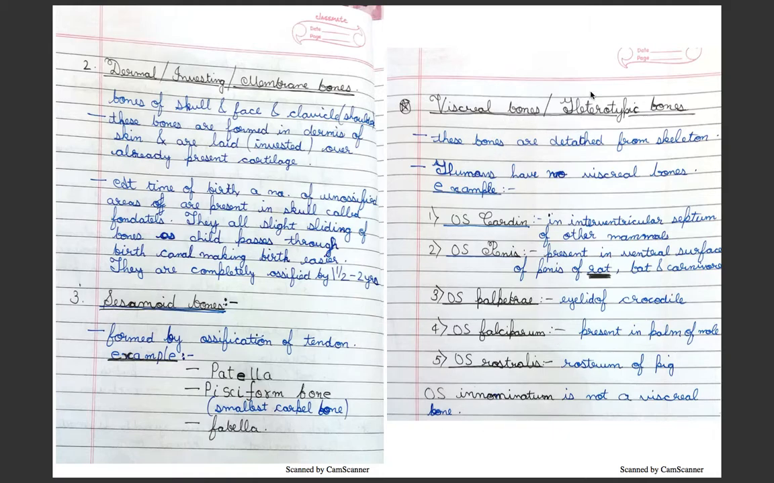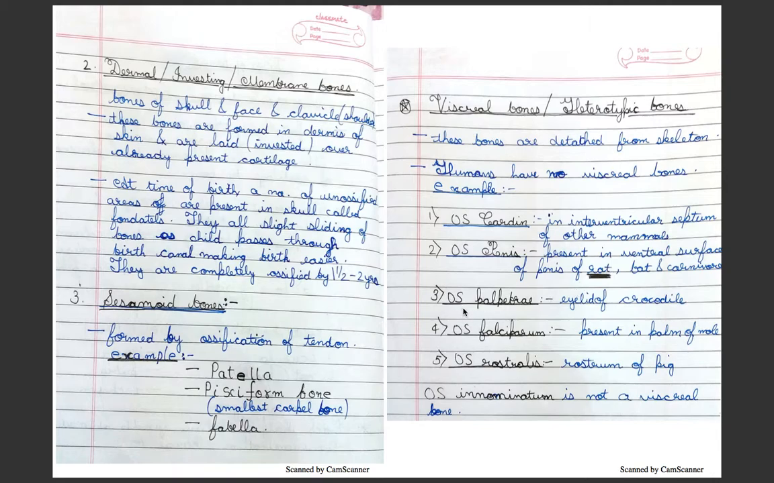Visceral bones are a different type of bones. This is also known as heterotopic bone. These are the bones that are detached from the skeleton. Human body has no visceral bones. Example, os cordis, which is in the interventricular septum of ungulate mammals. Os penis is present in the ventral surface of the penis of rat, bat, and carnivores. Very frequently asked question, rat.